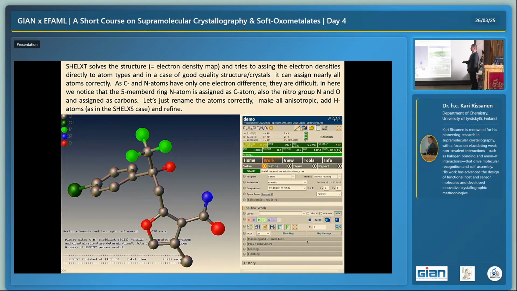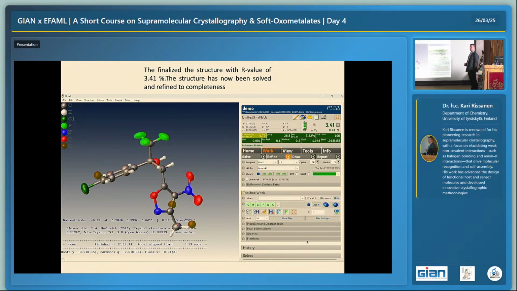When we have a good quality crystal like in here, you can assign nearly all atoms correctly. As the carbon and nitrogen atoms have only one electron difference, they're difficult. So now we notice that in the 5-membered ring here, the nitrogen appears as carbon. Everything else is fine, and now here, this nitrogen appears as carbon and this O appears as nitrogen. What we have to do is just change this. We now rename these correctly, make them anisotropic from there, and add hydrogens as we did in the previous case, and refine. And now we have the same thing.